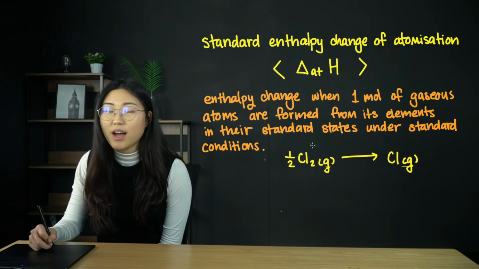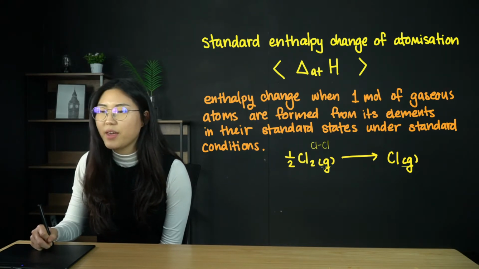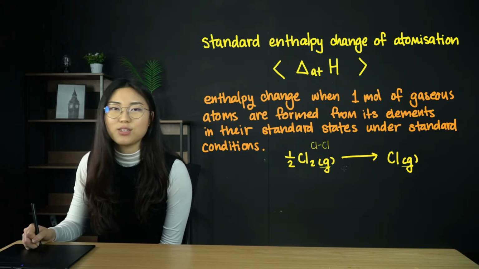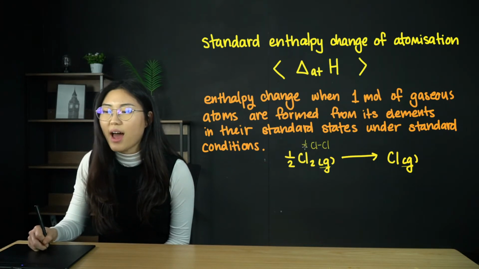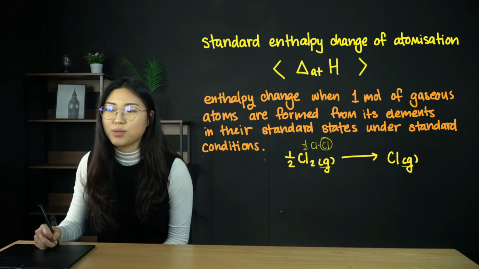Chlorine is a diatomic molecule, so it exists as Cl covalently bonded to another chlorine atom, but it's still a gas, so the state symbol doesn't really change. Okay, so we need half of this molecule because we only need to form 1 gaseous chlorine atom.